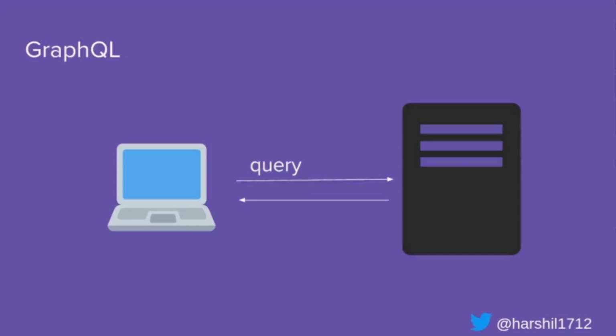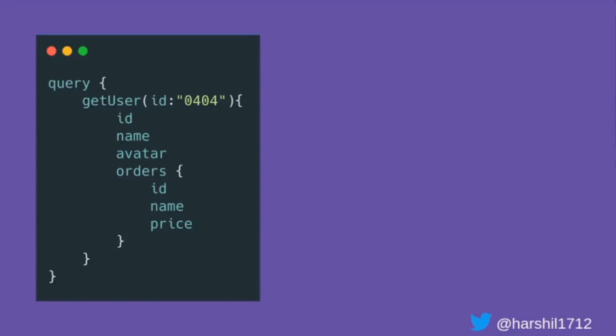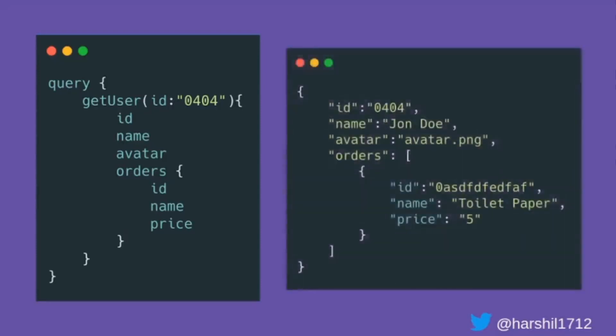So let's have a look at how this query might look. Here we have a query named getUser which gives us the user information. We are passing an argument over here, ID, to this query to get the information of the particular user. Since orders is the list of products a user ordered, we are passing ID, name and price to get this information. Now if you look at the result, with only one call, we get the information of both the user and the products.